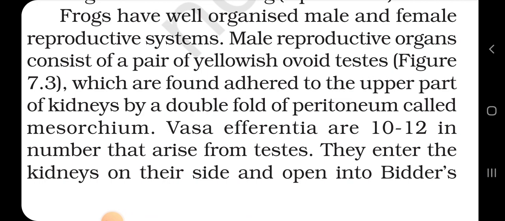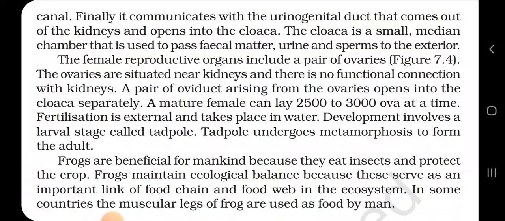Male reproductive organs consist of a pair of yellowish ovoid testes, figure 7.3, which are found adhered to the upper part of the kidneys by a double fold of peritoneum called mesorchium. Vasa efferentia are 10 to 12 in number that arise from the testes. They enter the kidneys on their side and open into Bidder's canal. Finally, it communicates with the urinogenital duct that comes out of the kidneys and opens into the cloaca. The cloaca is a small median chamber that is used to pass fecal matter, urine, and sperm to the exterior.